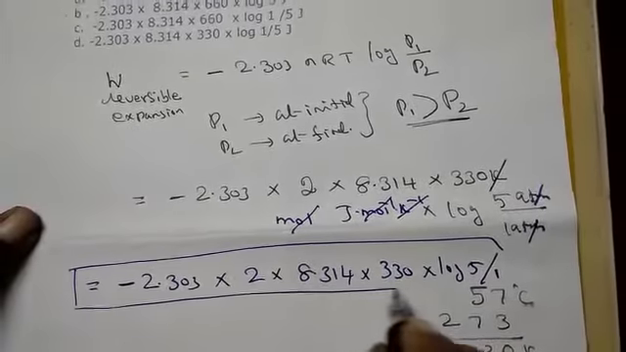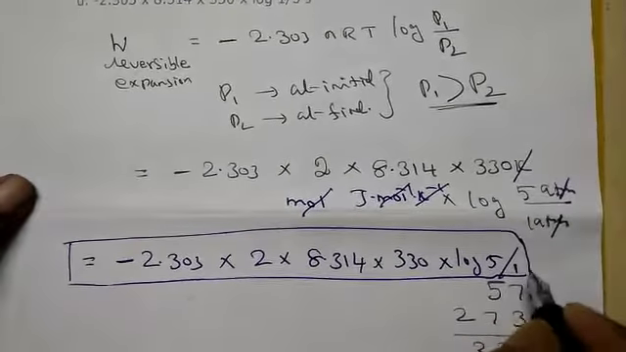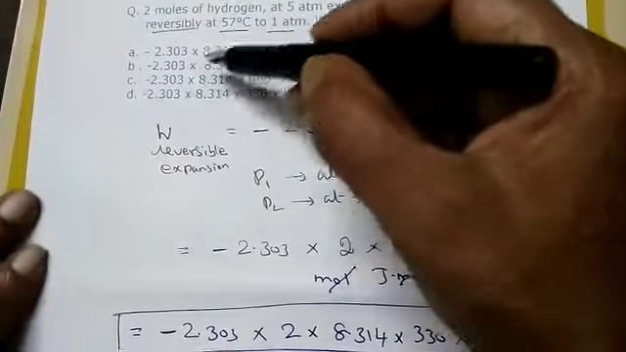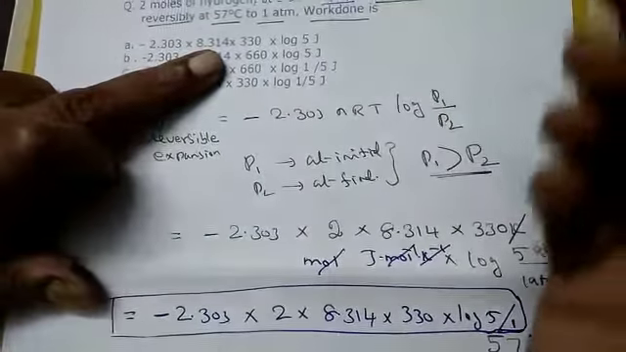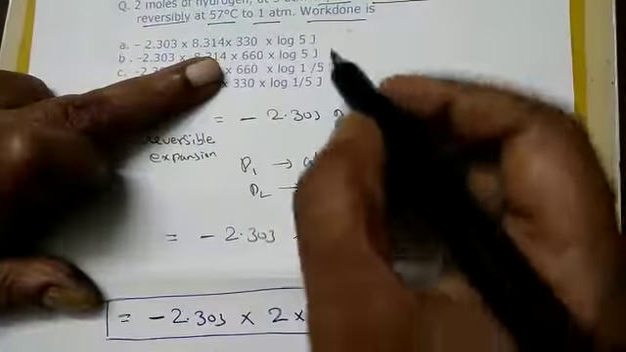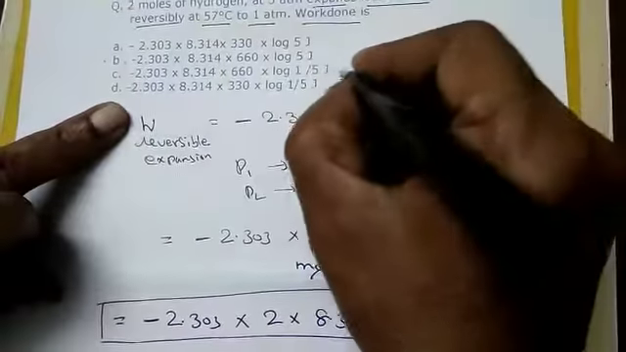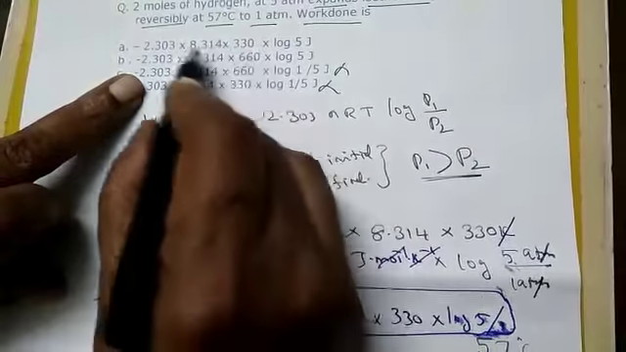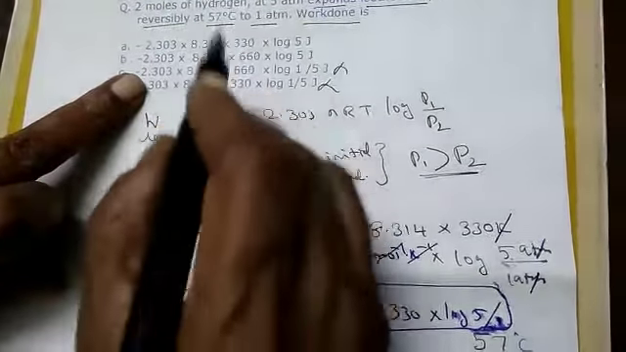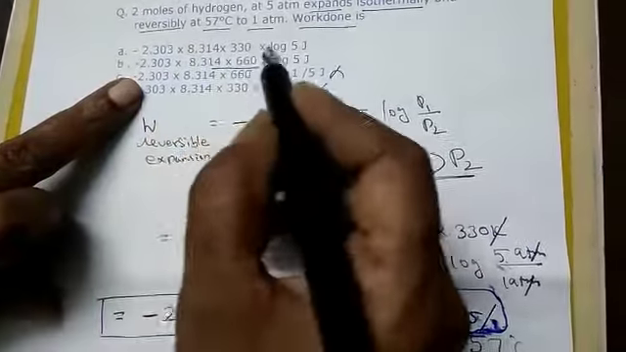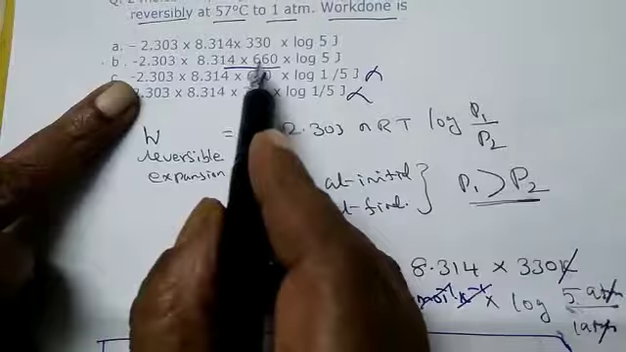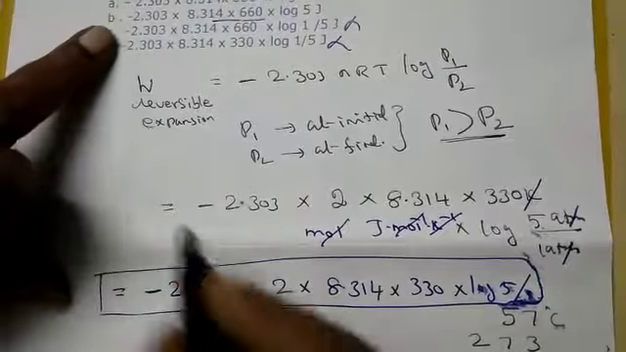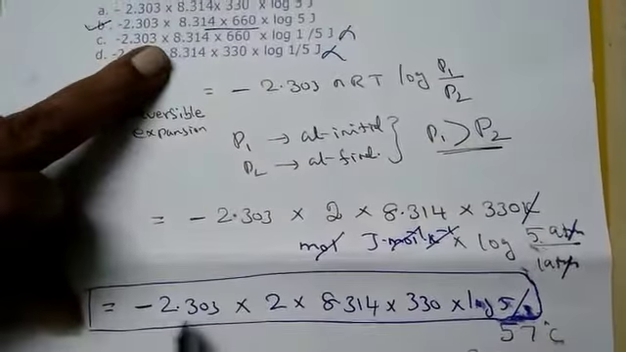Before working it out, let us first go and look at the options and see how the answers look. That is, minus 2.303 into 8.314. So everything is common up to here; we want only 5/1, so we will eliminate these two things. Next, you can see here the temperature is 330 and the number of moles, 2, is not shown separately. This is the case where 330 into 2 is given as 660. Now I am selecting B as the option.